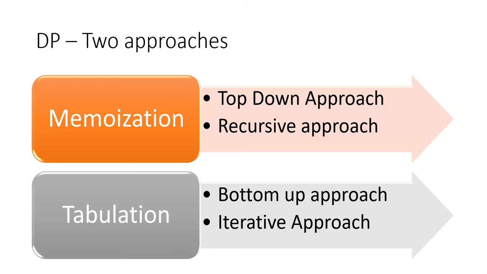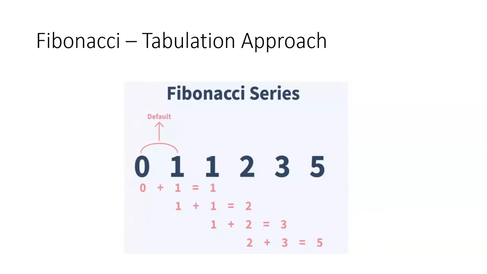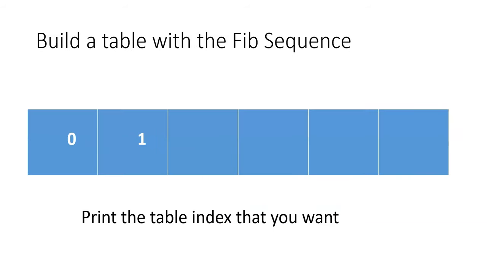Tabulation is an iterative approach. It is a bottom-up approach. We will look at that immediately now. So let's take the same problem of Fibonacci, right? And as I said, you have to use the previous 2 terms to get to the nth term of a number. So let's build a table, right? So for example, we'll have the base case as 0 and 1.